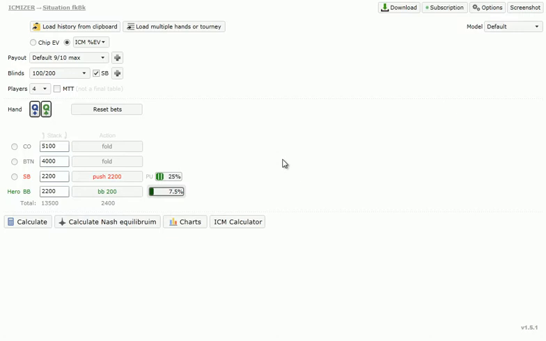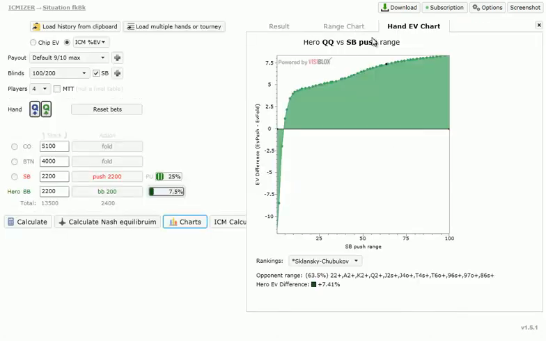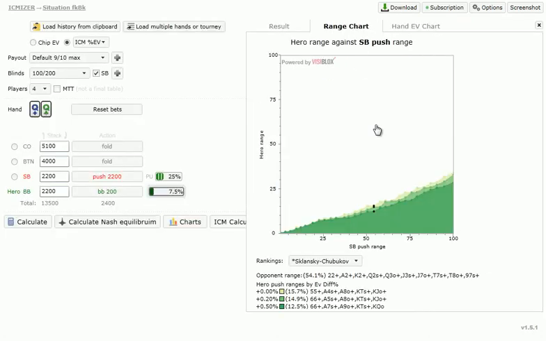Now, the next type of chart available in ICMIZER is range chart. And when we are building a range chart, hero hand is not taken into account anymore, so it is ignored. So here I have a spot, a small blind is pushing, and we are in the big blind. And we are building a range chart, and let me explain to you what's going on in the chart.